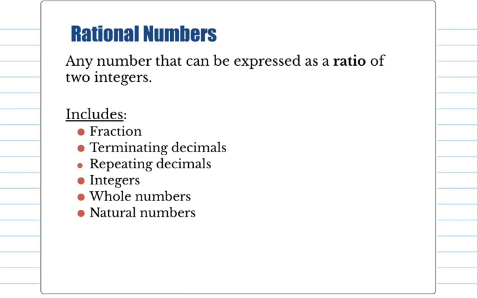The first one is rational numbers. A rational number can be any number expressed as a ratio, and remember, a ratio is just another word for fraction. And a rational number can also be a terminating decimal or a repeating decimal. And rational numbers are also integers, whole numbers, or natural numbers.